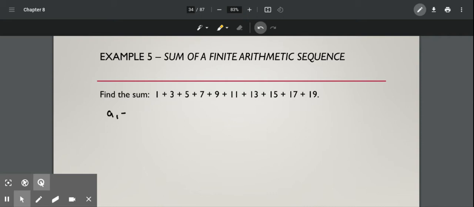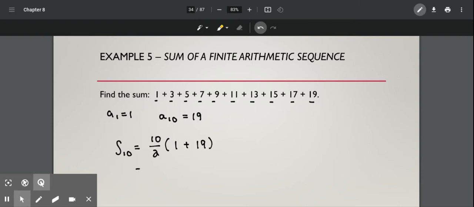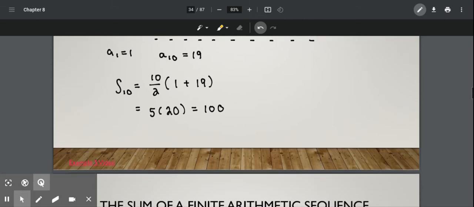So if we want to find the sum, we're going to use the formula. We know that our first term is 1. If we count our terms, we have 1, 2, 3, 4, 5, 6, 7, 8, 9, 10. So our 10th term is 19. So to use our formula to add the 10 terms, we're going to say n over 2, so 10 over 2, times the first term plus the last term. So we would get 5 times 20, which would equal 100. So the sum of all those numbers together is 100.